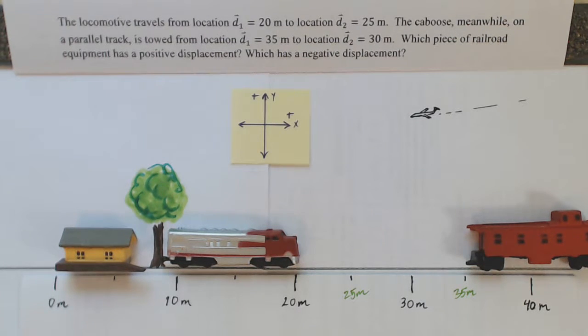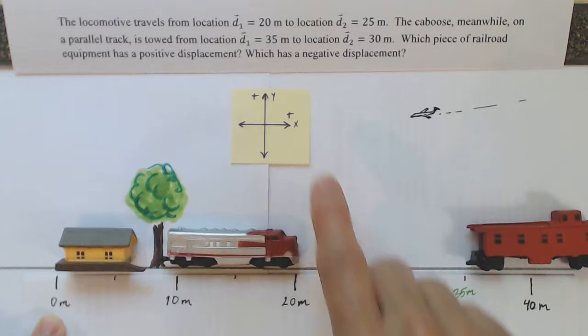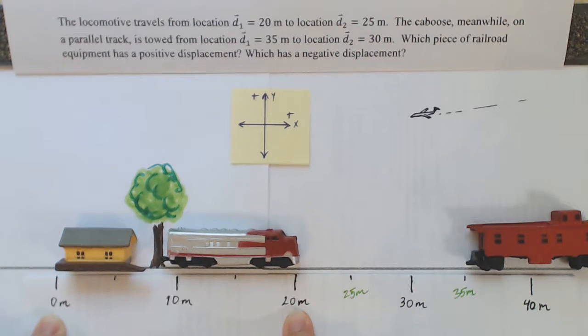In this example, we have a locomotive that travels from its initial position, D1, at 20 meters with respect to the 0 on our x-axis, which we've defined this way, to the right being positive x. So 20 meters is position D1, and it travels to position 2, D2, at 25 meters.